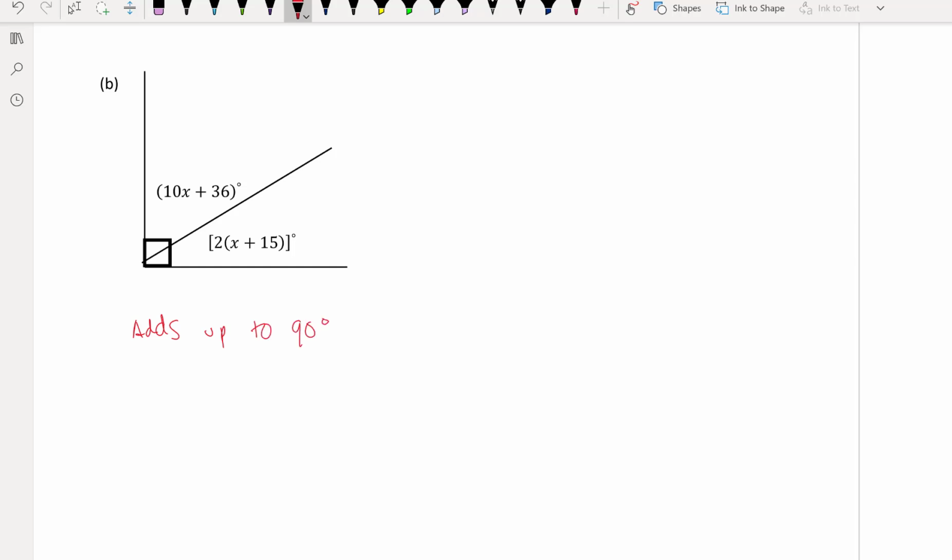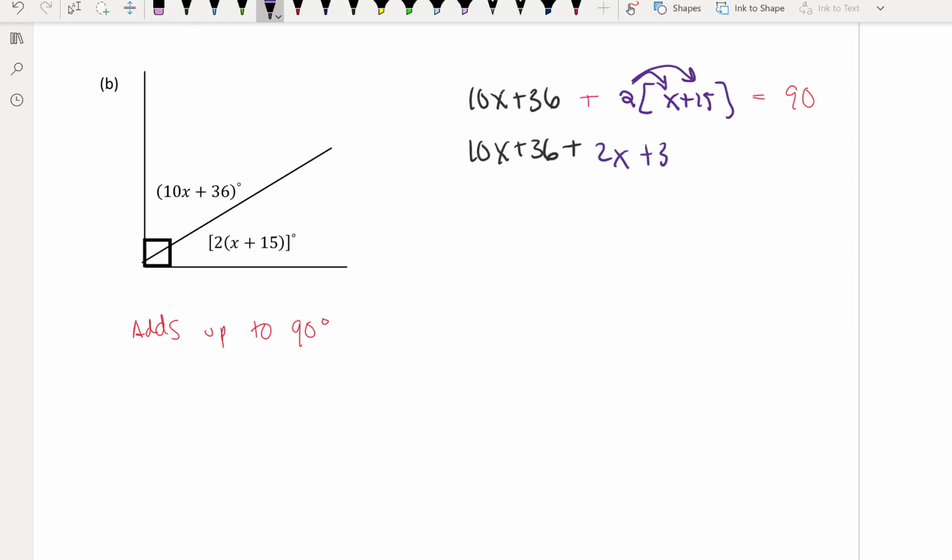So this adds up to 90 degrees. So I'm going to have my 10x plus 36 added to that second equation, which is 2 bracket x plus 15 bracket equal to 90 since it has that little square. So I'm going to have to distribute that 2 inside the brackets first. So I have 2x plus 30 is equal to my 90.